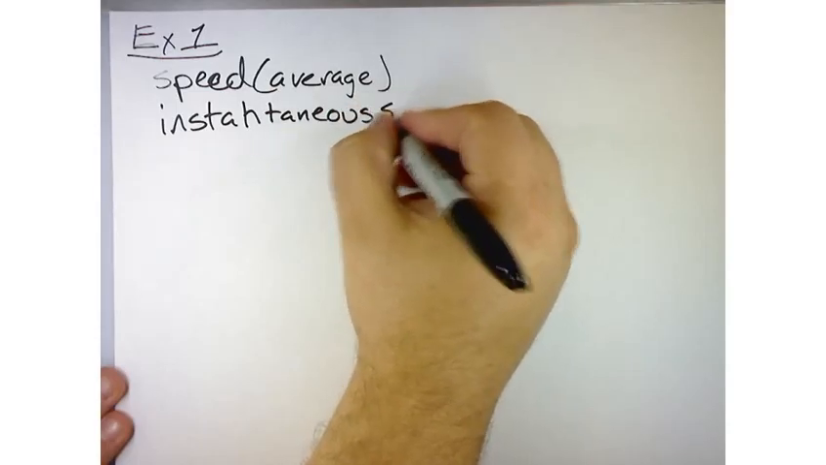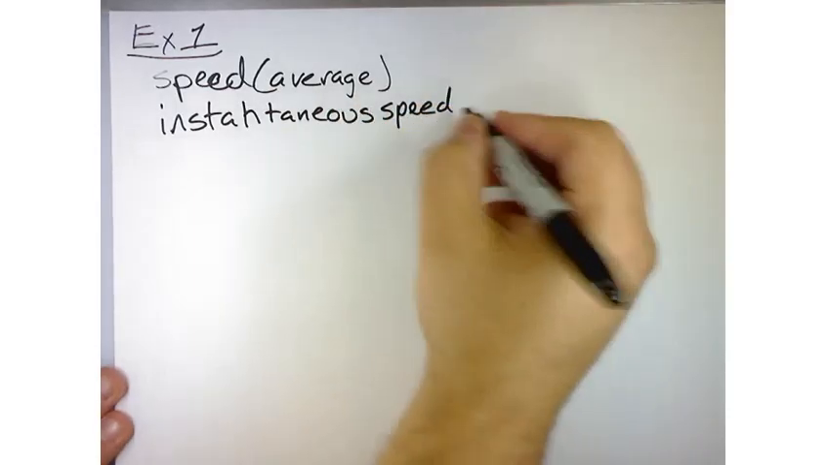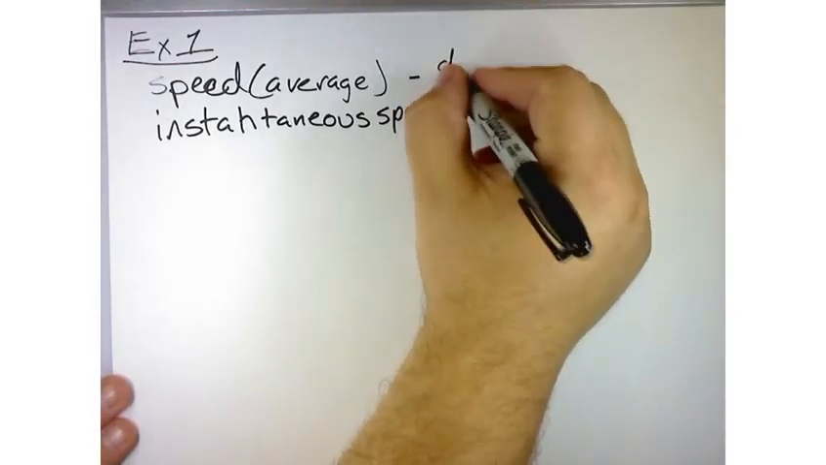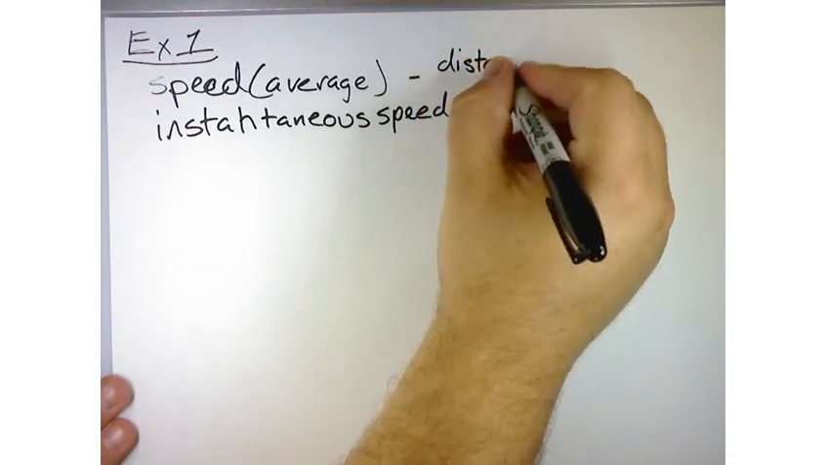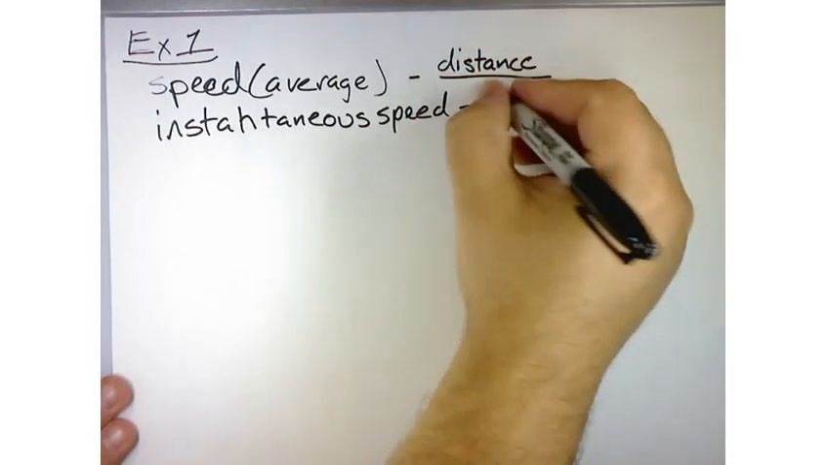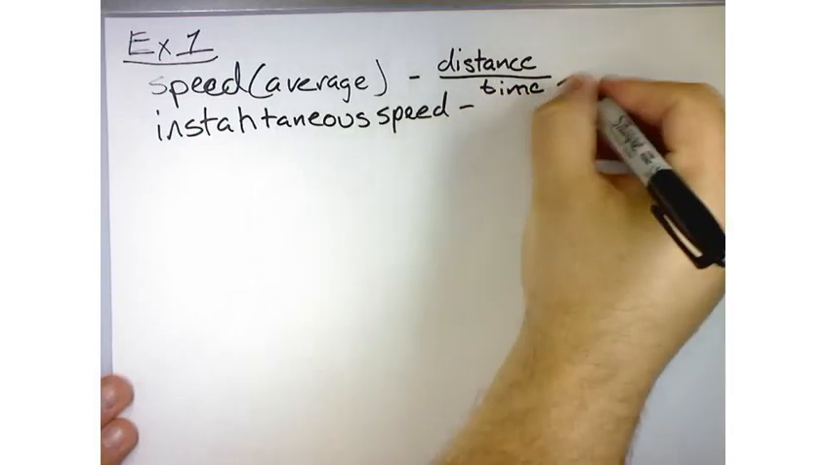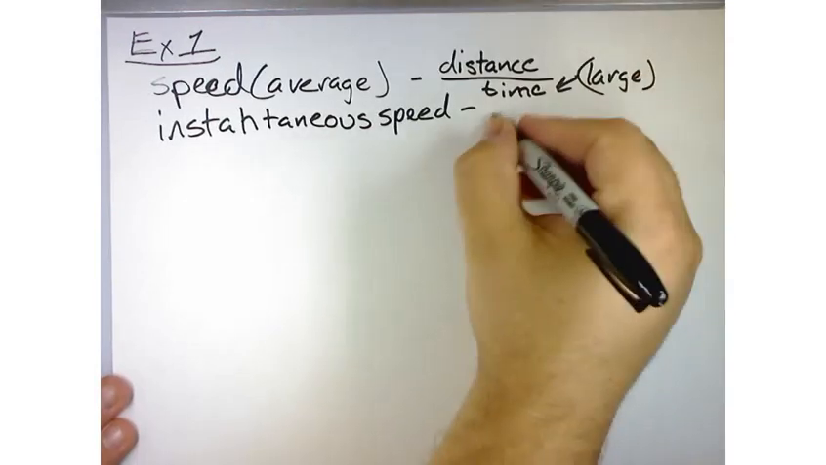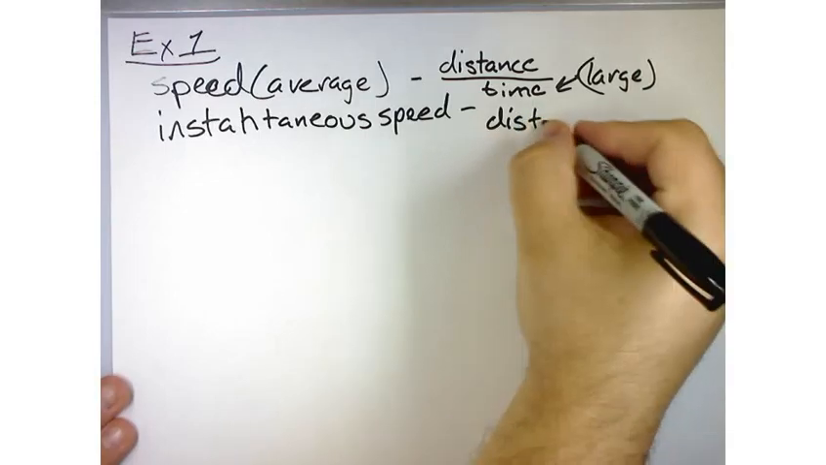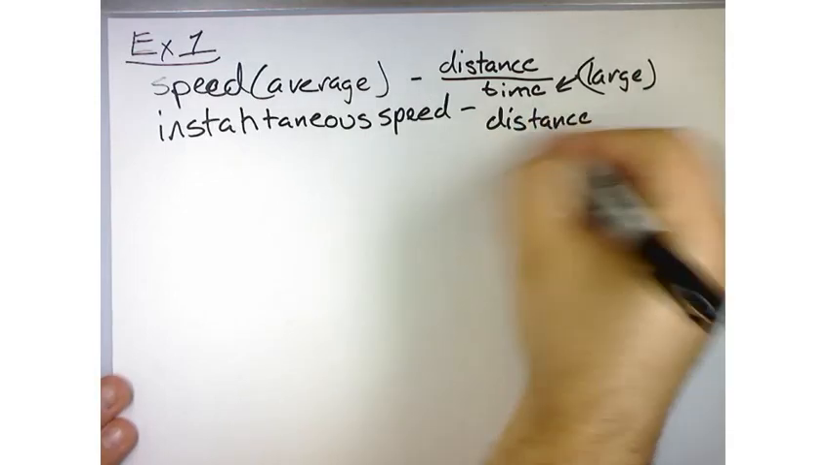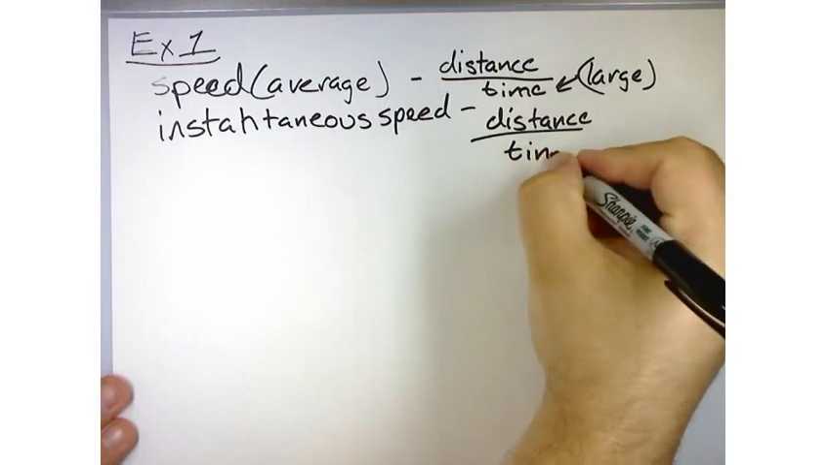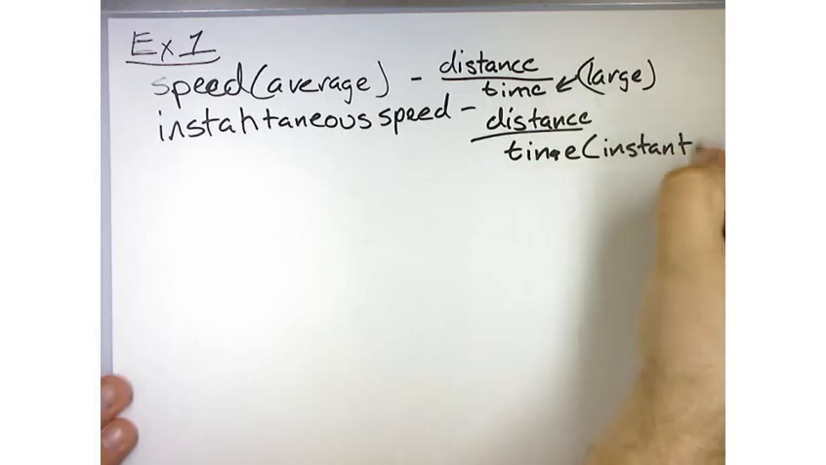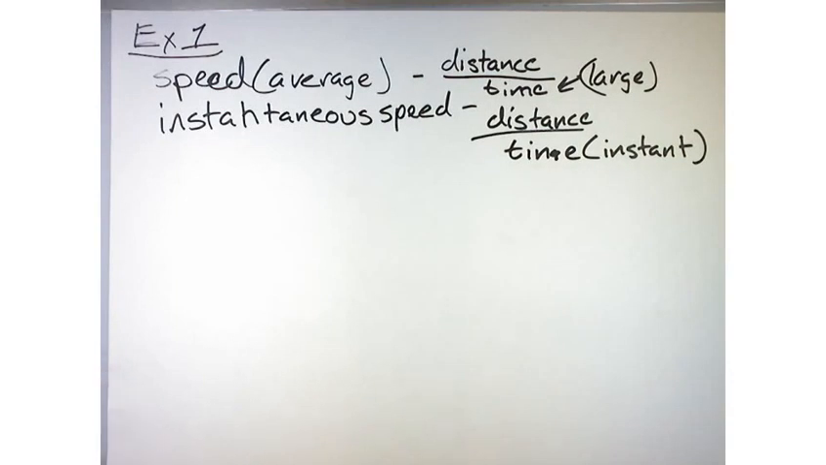Instantaneous tells you what it is at a particular moment. Yeah, so this is really going to be like a distance over time. However, the time is a large time, and so we take an average. But instantaneous is distance over time, but here it's an instant in time. And we'll talk about that from a calculus perspective, how you would do that.